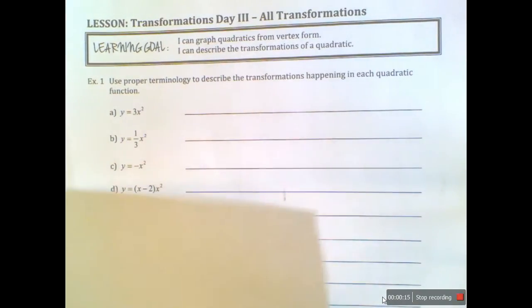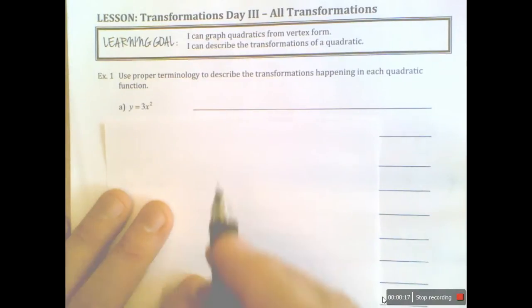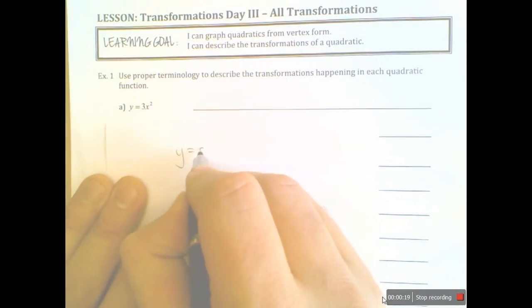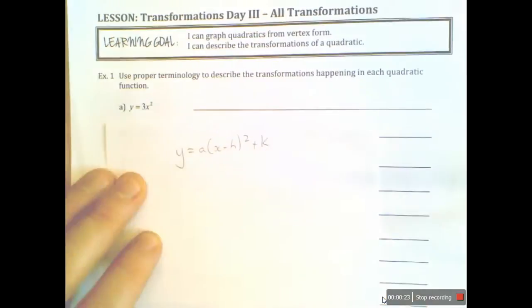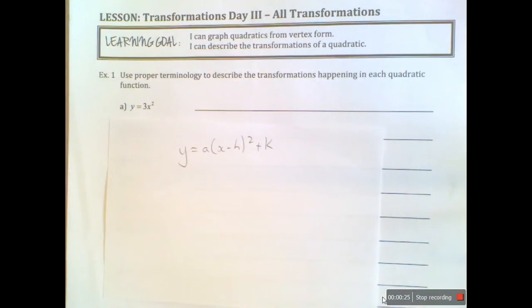And I think one thing that's important to know is this is like our, oh, you can't see that. Okay, there we go. So y equals a times x minus h all squared plus k is like our y equals mx plus b. Okay, but that was for linear. It was more simple. This is for quadratics.